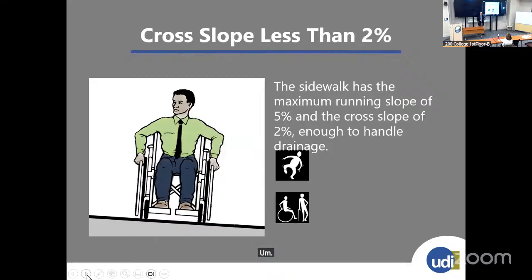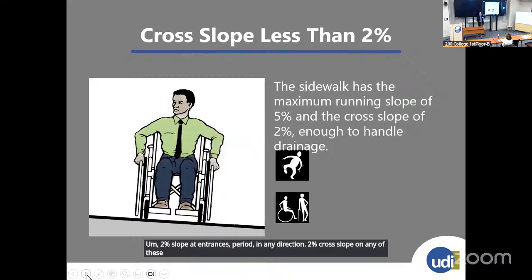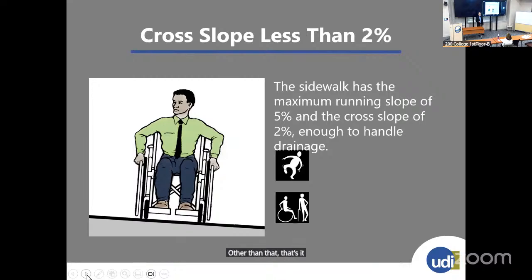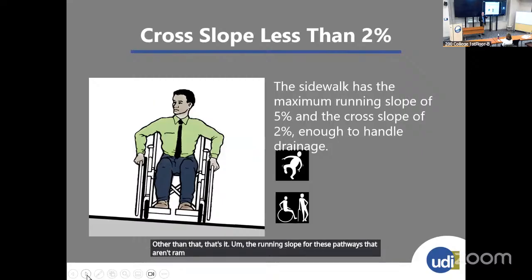2% slope at entrances, period, in any direction. 2% cross slope on any of these pathways we're talking about. That's it. It's really just enough to shed water. Other than that, that's it. The running slope for these pathways that aren't ramps is 5%, 1:20. Okay.